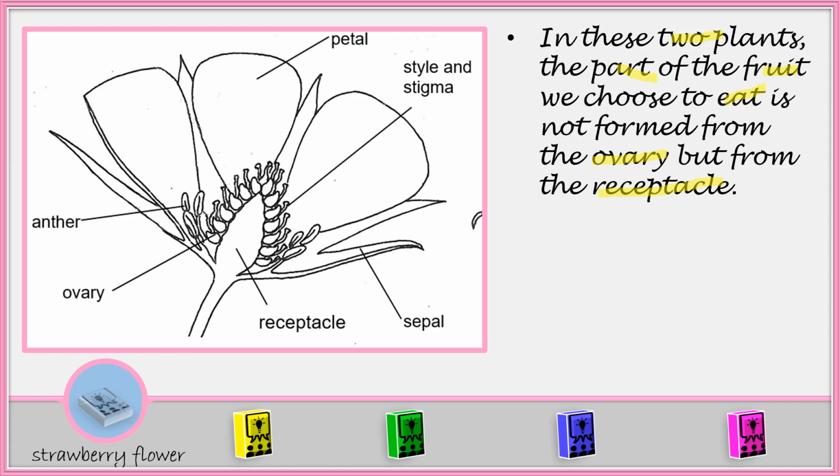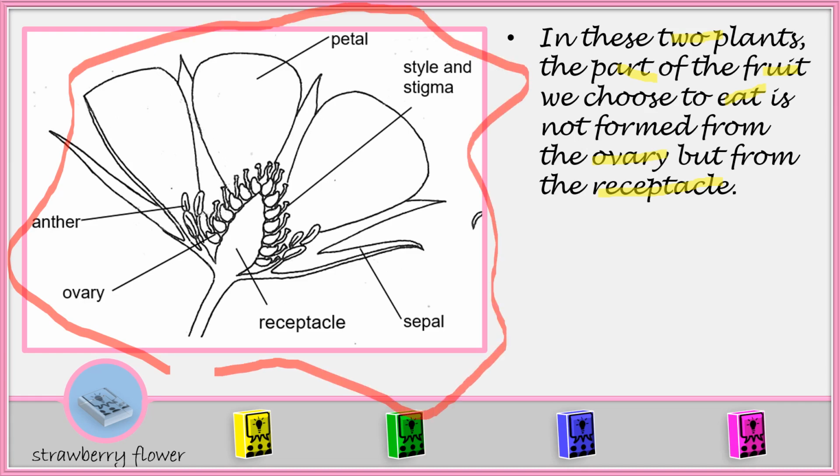First of all, let us look at our flower. This is the flower of the strawberry. What does it have? We have the ovary. The ovary is this part that you are seeing here. All those are the ovaries. Those are the ovaries there. That one is an ovary.